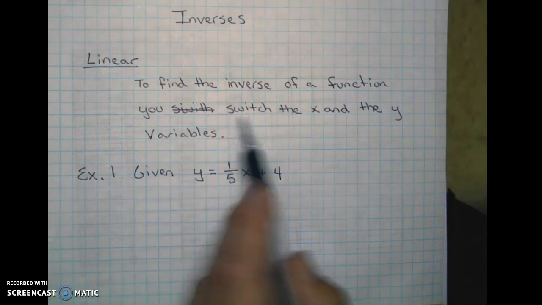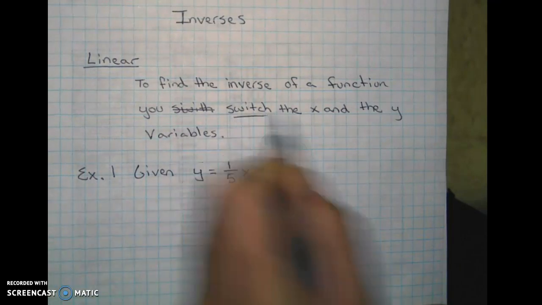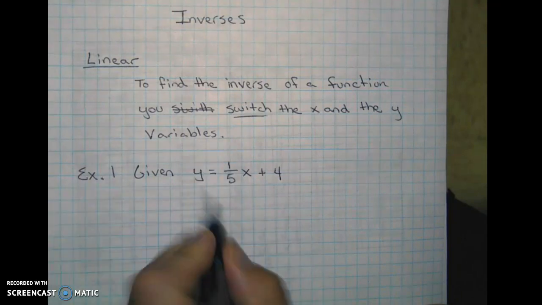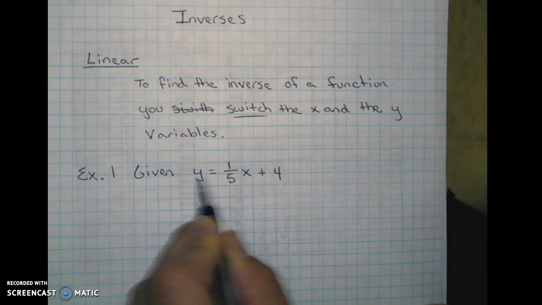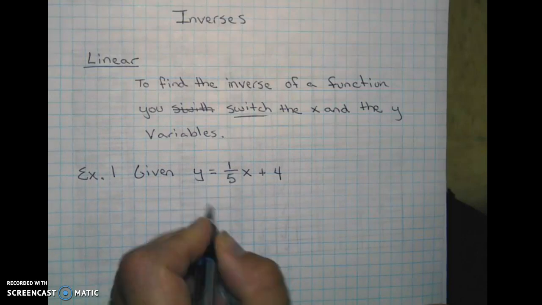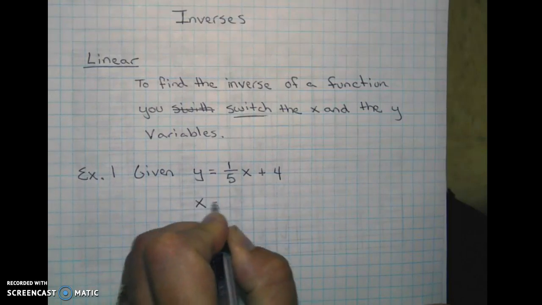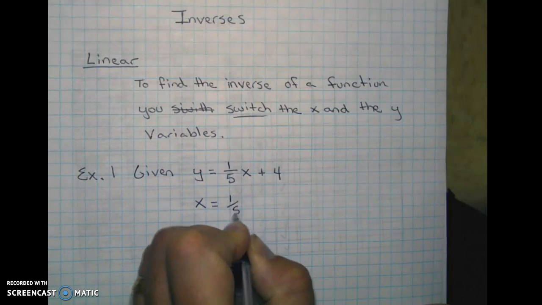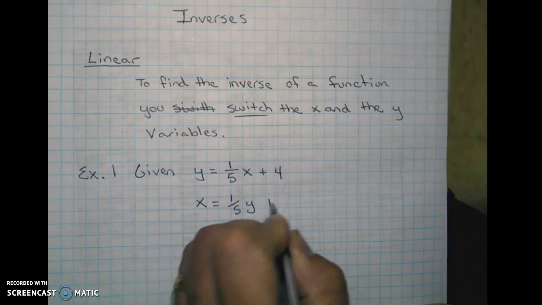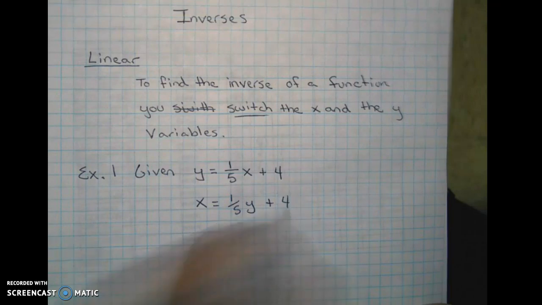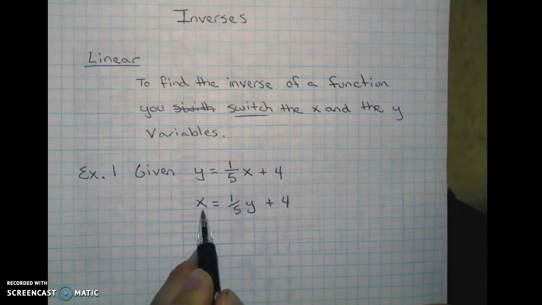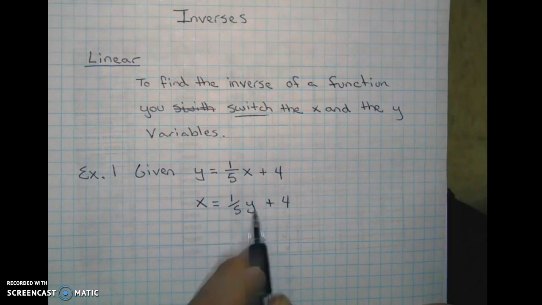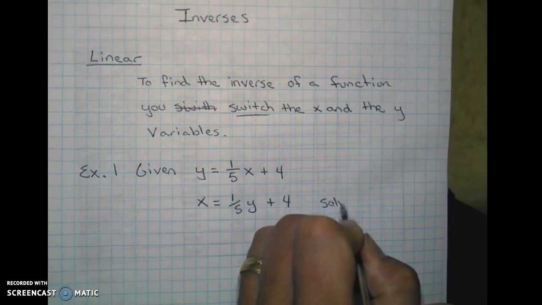Again, this is the key right here, switching the x and the y variables. So here's your y and your x variable. To find the inverse, we're going to switch those around. So technically we have the inverse now, but we need to write it as a function. So we're going to solve for y.